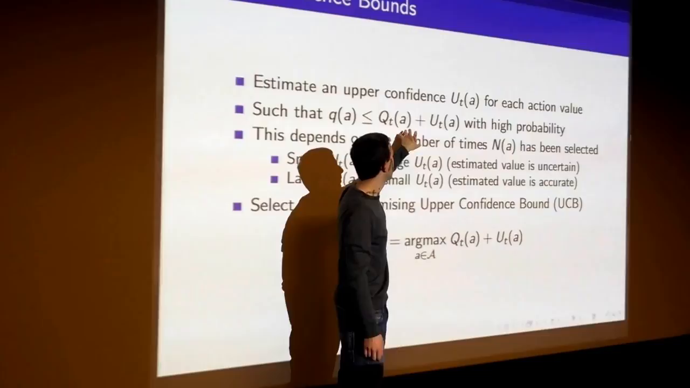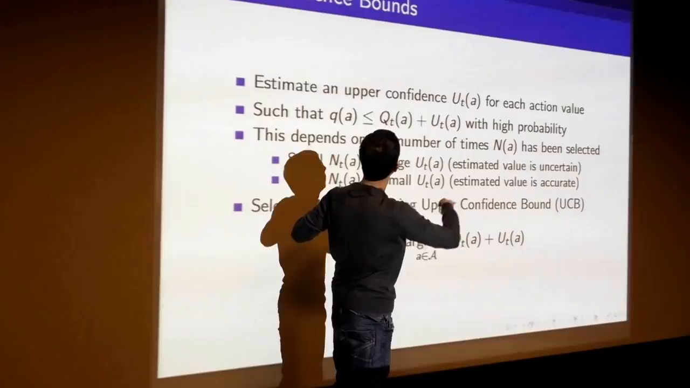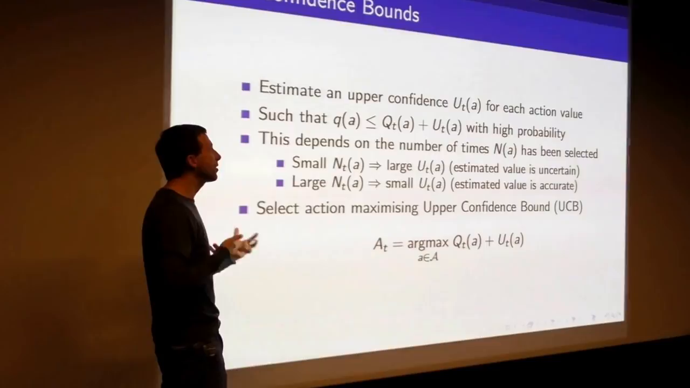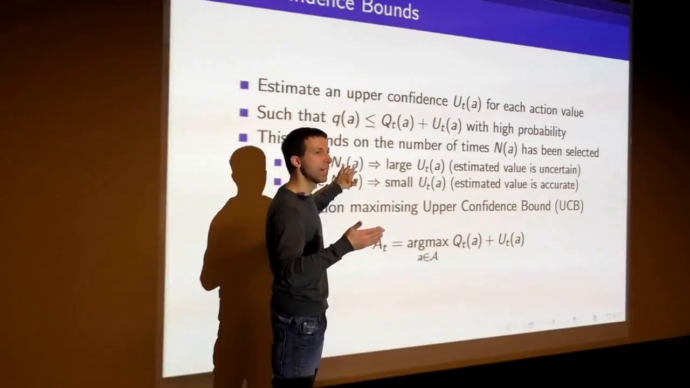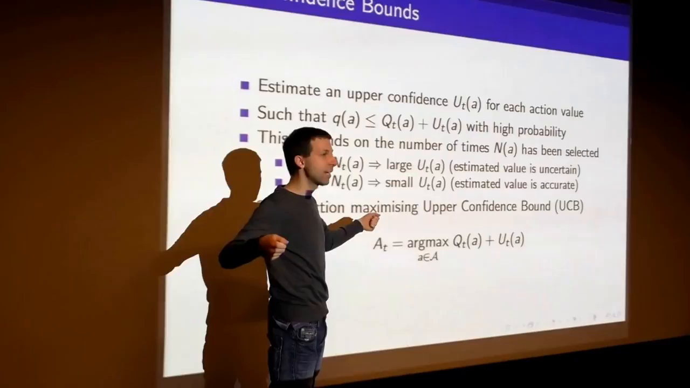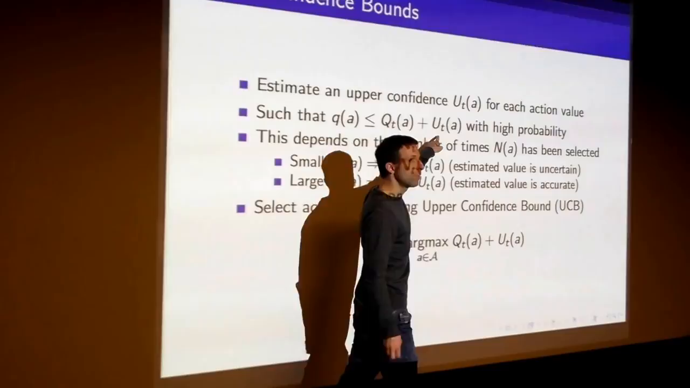So we're going to pick an upper confidence bound, this 95% confidence range, and pick the thing with the highest upper confidence value. Now this depends on how many times we've tried it. The fewer times we actually try a particular action, the larger our upper confidence will be. And the more times we try a particular action, the smaller the upper confidence will be. So we add on less and less of a bonus to things that we've tried more.